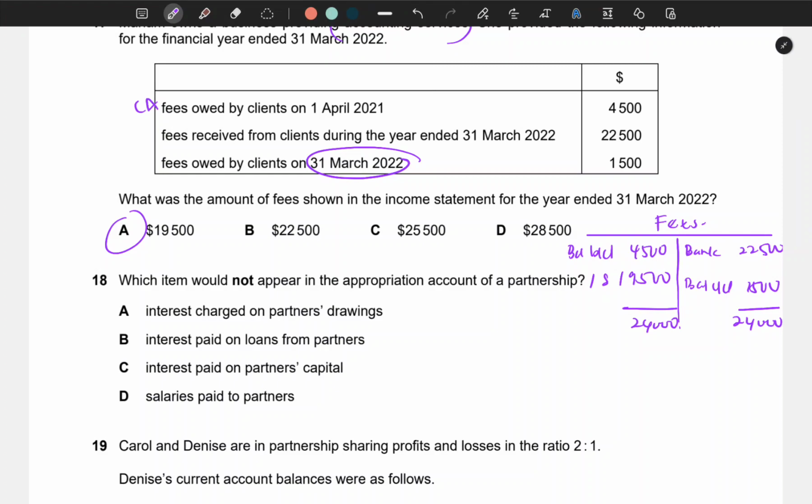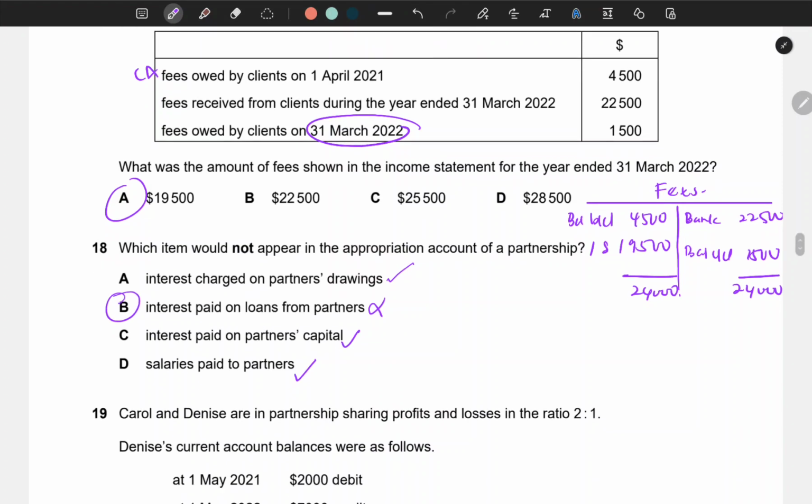Okay, next, which item will not appear in the appropriation account of the partnership? In the appropriation account, we take the profit for the year, plus interest on drawings, minus interest on capital and salary. Interest on drawings is there. Interest on loan is not there, because this will appear in the expenses in the income statement. Interest paid on capital, yes. Salary, yes. So the answer is B.